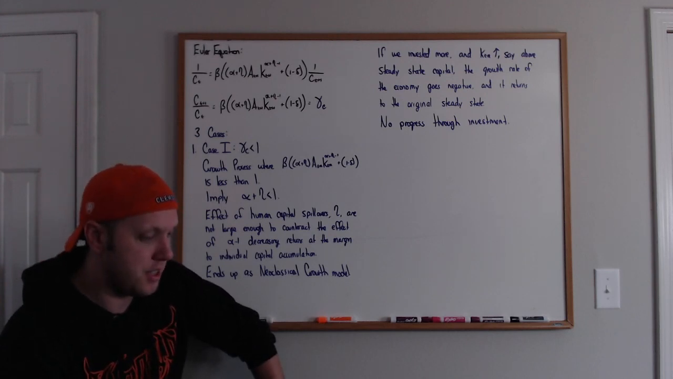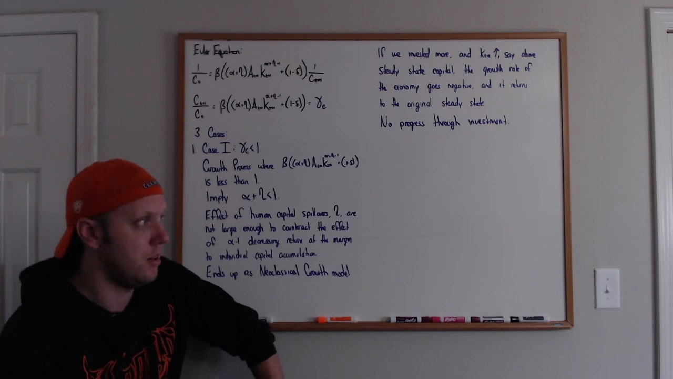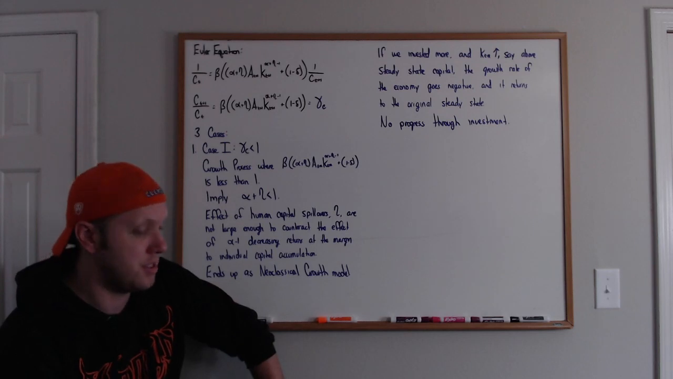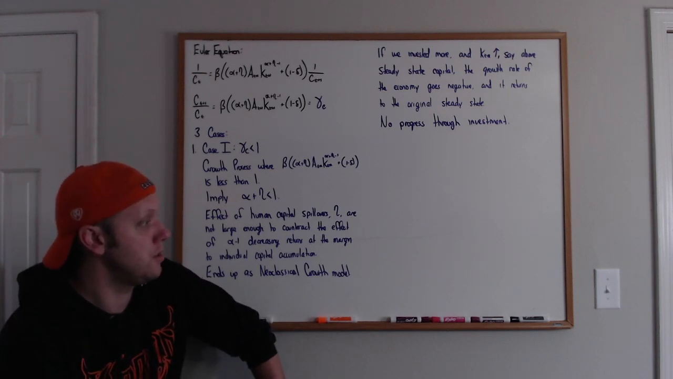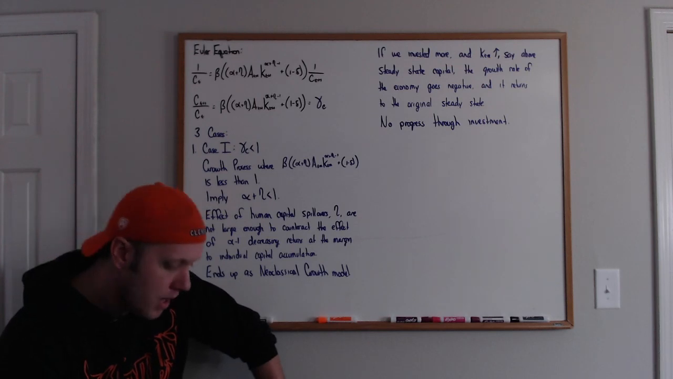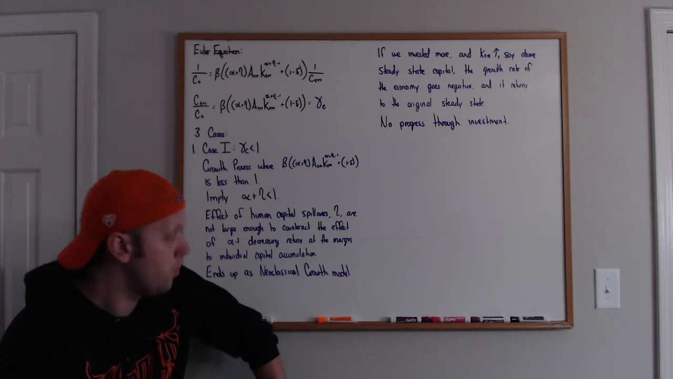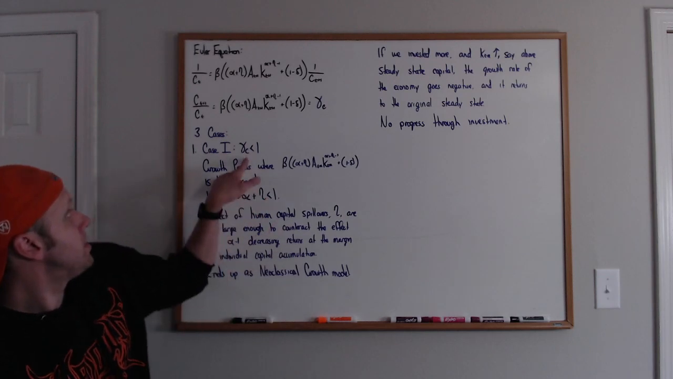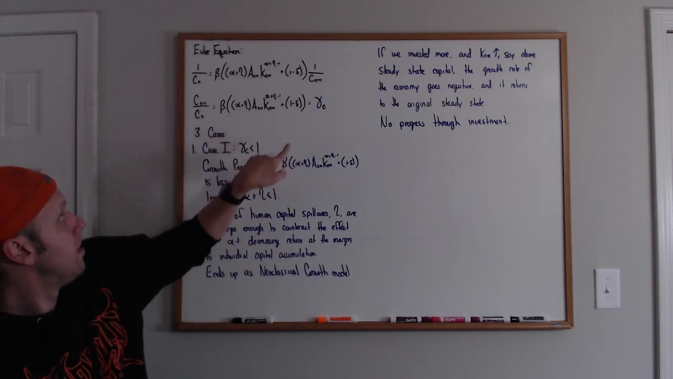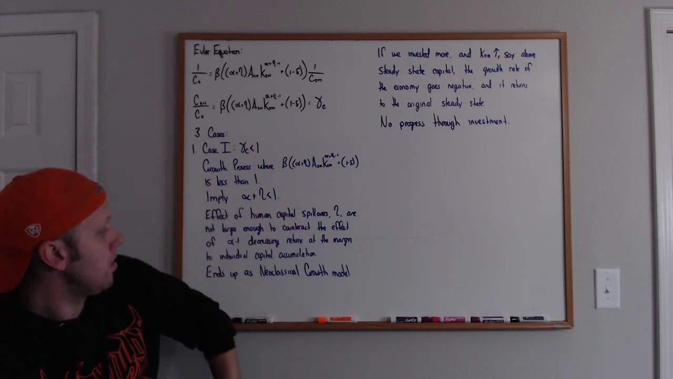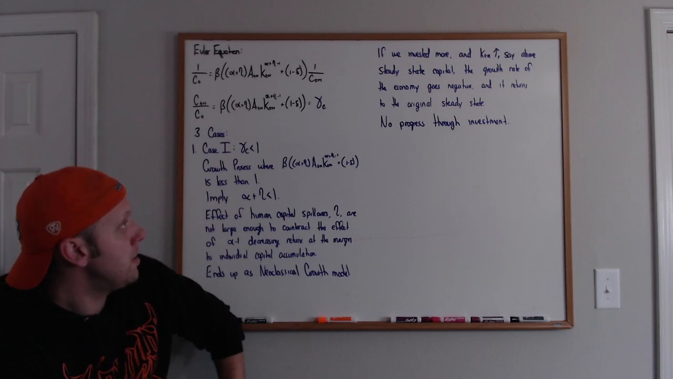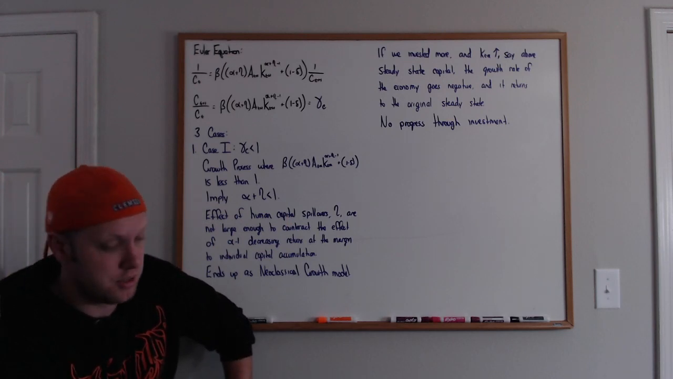So if we were to invest in more capital to produce those things, eventually we would see that the growth rate of the economy goes negative until it returns to its original steady state values for capital, output, consumption, investment, etc. So there's no progress that gets triggered there. And that's for the case where gamma sub c, or this whole thing right here, is less than 1, which implies alpha plus eta is less than 1. But there's two more cases. I'm pretty sure you can figure out what the two other cases are now.